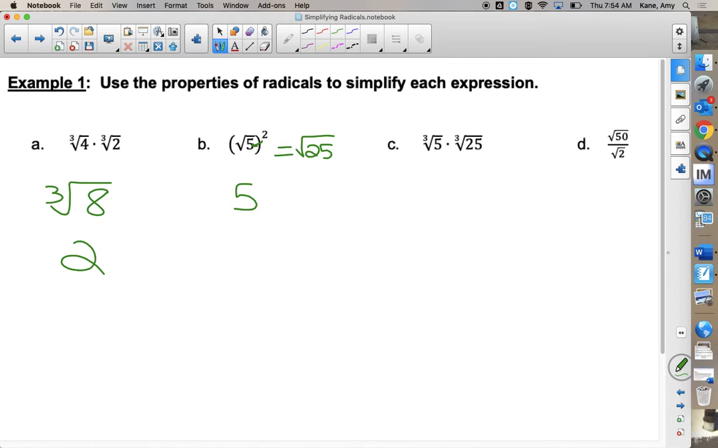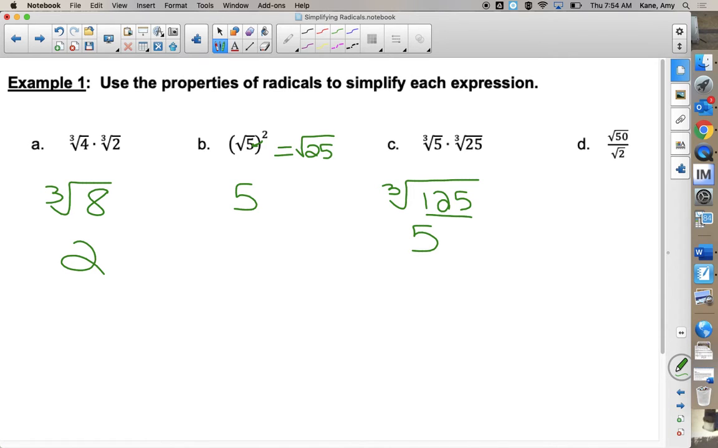Letter C, we have the cube root of 5 and the cube root of 25. So cool, if I multiply those together, you get 125. And then what is the cube root of 125? Just 5, yeah. So you should see 125 in that list of your cube columns.